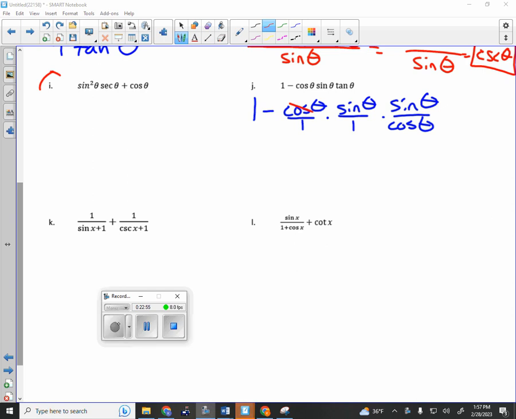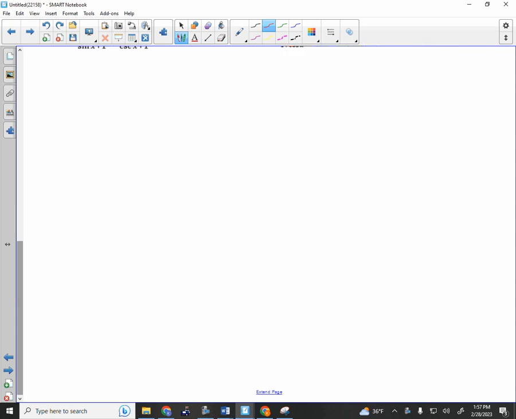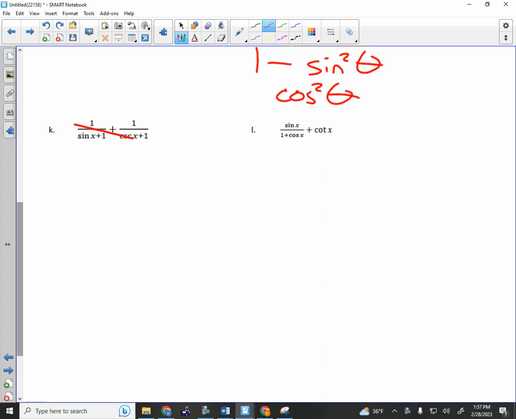As you see here, you can cancel these cosines because they're all written as multiplication. So therefore, you get 1 minus sine squared of theta. And what is 1 minus sine squared? Cosine squared of theta. That's all right. So for our last two problems, we are going to get rid of this one, and in its place, we are going to put secant of theta minus cosine of theta divided by secant of theta.